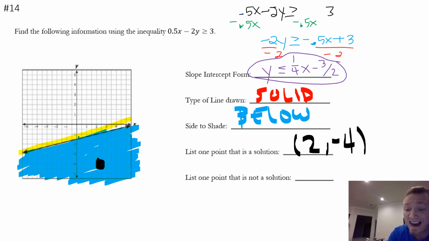And then a point that is not a solution, keyword not, would be any point not in the shaded region. Let's just make it easy. Let's pick the point 0, 0. 0, 0 is not in the shaded region, so therefore it would not be a solution. Meaning if you plugged it in up here for x and y, you would get a false statement. If you plugged in 2 for x and -4 for y, you would get a true statement. So that's why it is a solution.